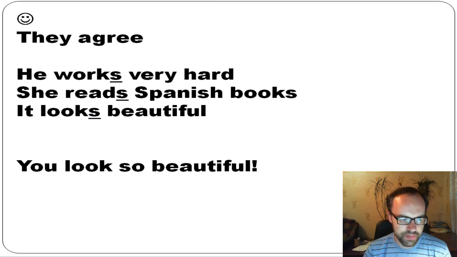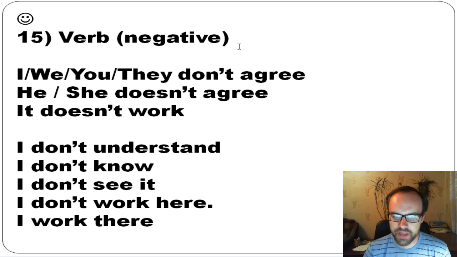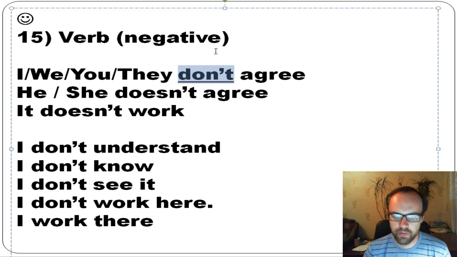How to make a negative form. So I, we, you, they plus don't plus verb. For example, agree. Look, I don't agree. We don't agree. You don't agree. They don't agree. He, she, it doesn't. Look, he doesn't agree. She doesn't agree. It doesn't work.